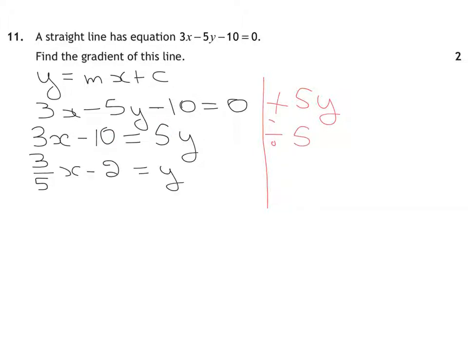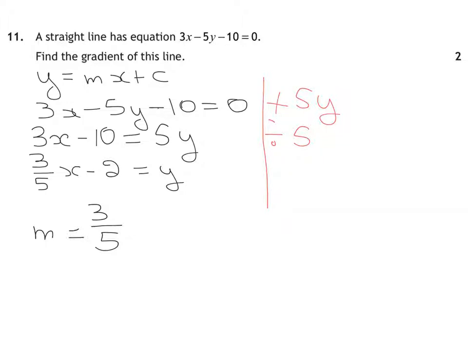Okay, so dividing everything through by 5, 3 divided by 5 is 3 over 5. Leave it as a fraction. 10 divided by 5 is 2, so negative 2. 5y divided by 5, we're left with y. Doesn't matter which way around it is, you've got the equal sign. So I've got y by itself, so now whatever's in front of that x, that's my gradient. So m is equal to 3 over 5. Leave it alone.